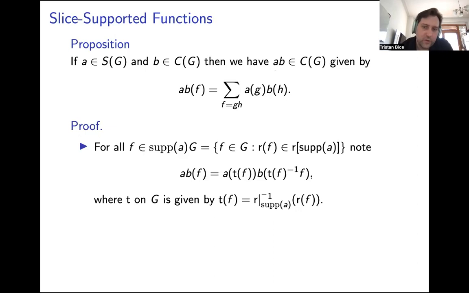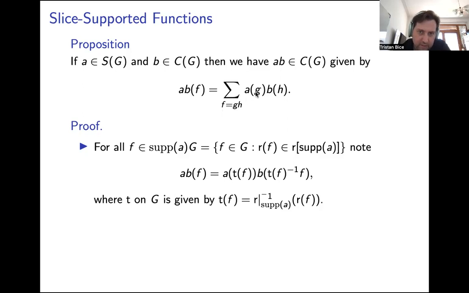To see why, notice that we restrict to two cases. We want to show that AB is first defined and continuous on all those elements here whose range also lies in the image of the range of the support. So in that case, I have a function here and I'm looking at all those G's and H's such that this product is non-zero. But if A is supported on a slice, there's only one possibility for G. We know the range of F here has to be the same as the range of GH, which is just the range of G.